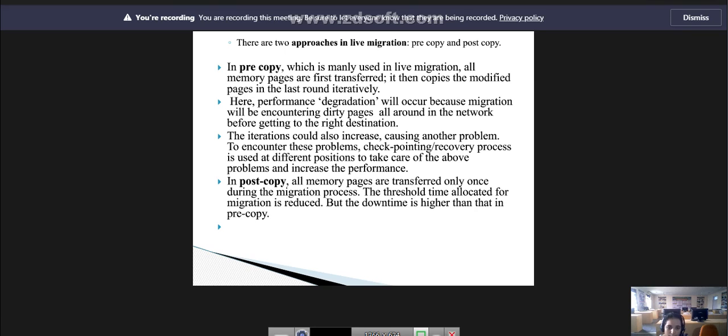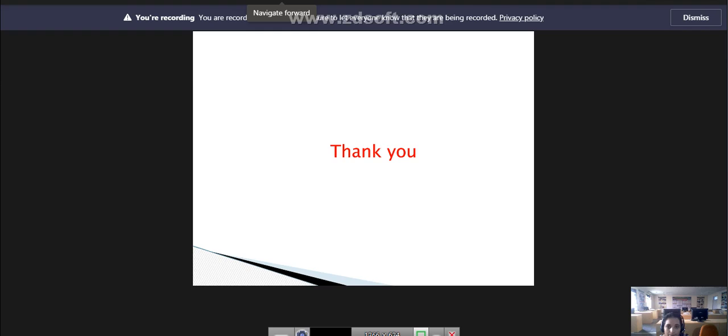Post-copy is nothing but memory pages are transferred only once during the migration process. Total migration time is reduced, but downtime is higher than in pre-copy. So these are the two approaches in live migration.